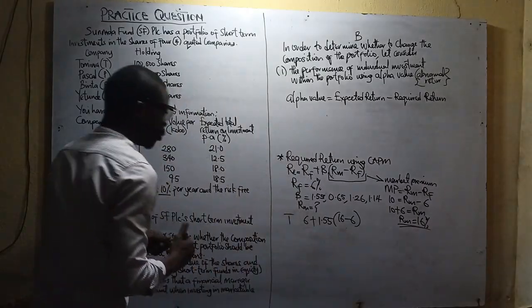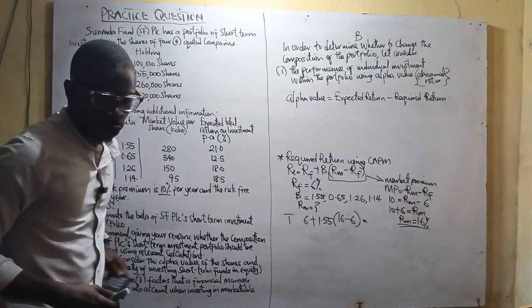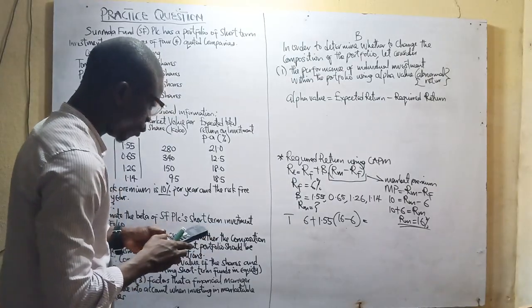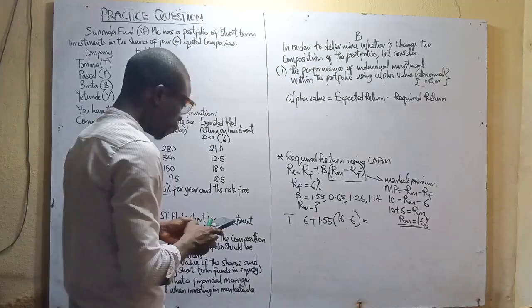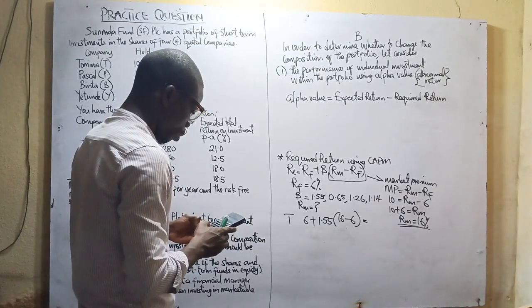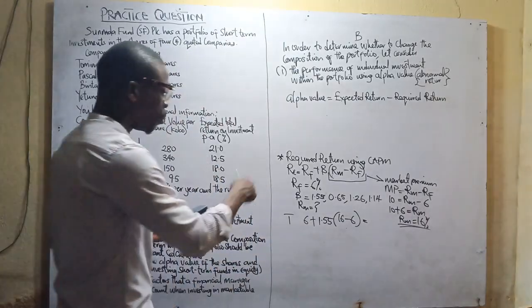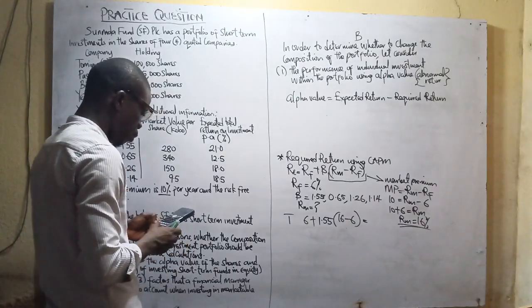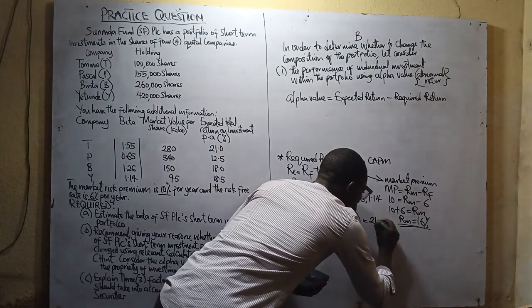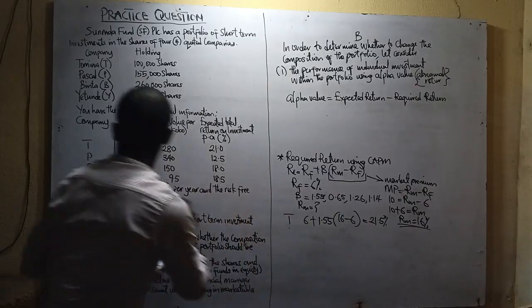So let's move forward now. So what are we going to have? We have 6 plus 1.5 times the bracket, open bracket, 16 minus 6, which will give us 21%.